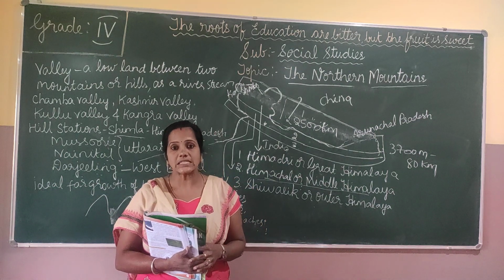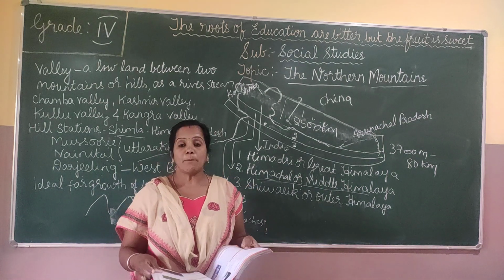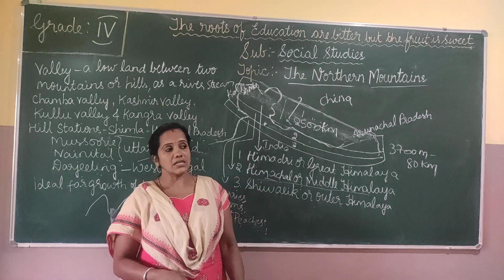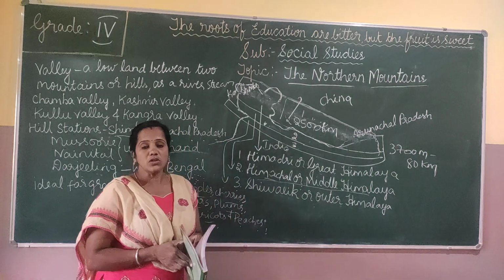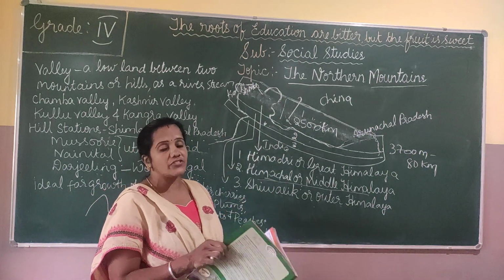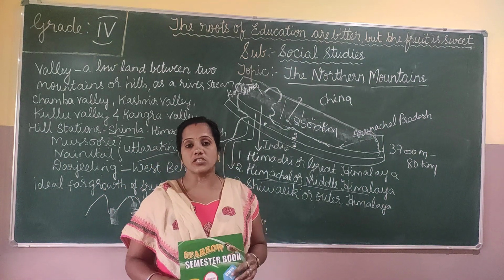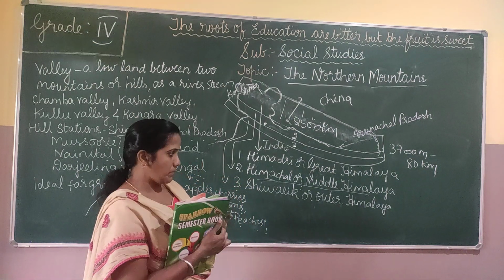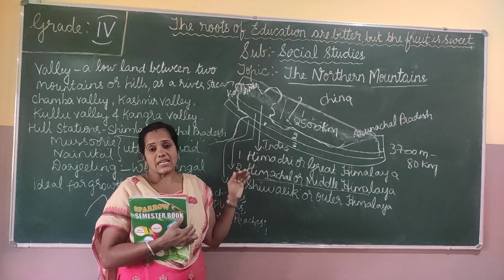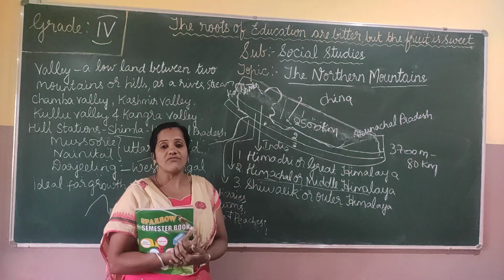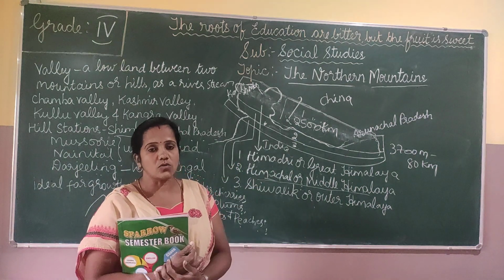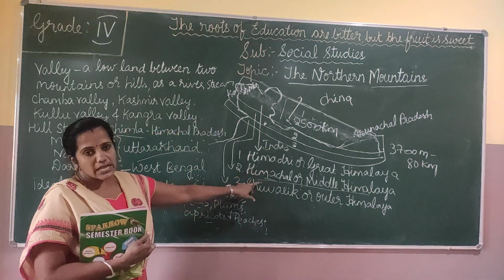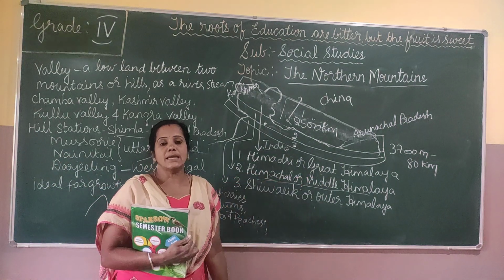Some of the trees in these forests are pine, oak, deodar and fir trees. But the beauty of this area has been lost because of deforestation, cutting down the trees. So this was about the Himachal or Middle Himalaya.